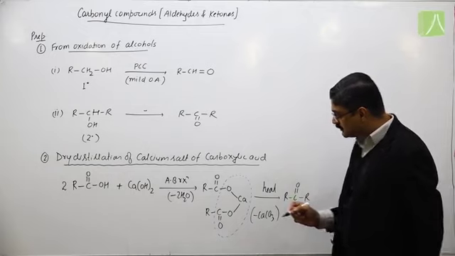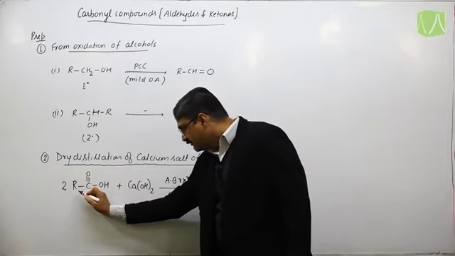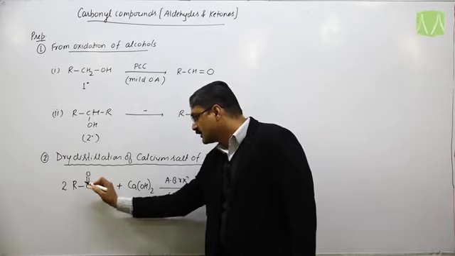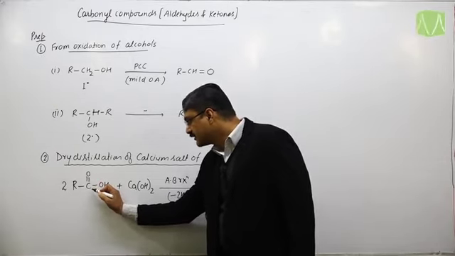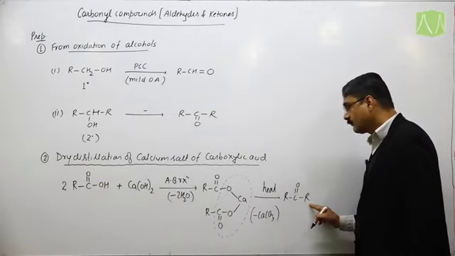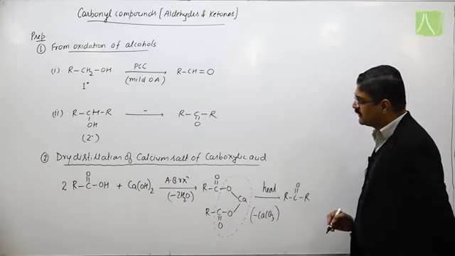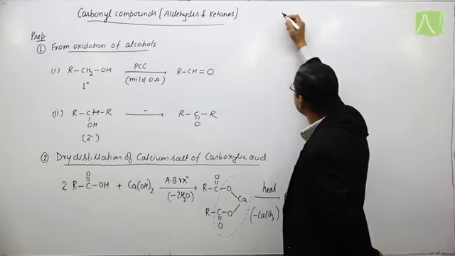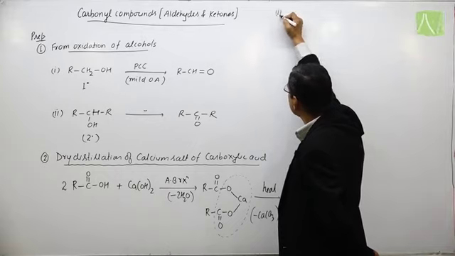So it is a trick to find the product. First identify the acid RCOOH, take 2 molecules, then the final product contains RCOR, and calcium carbonate is the byproduct of this reaction. So I write a few examples. The first example is like this.